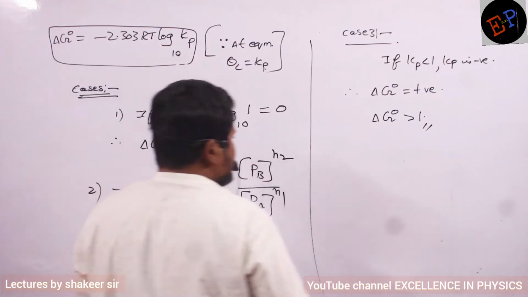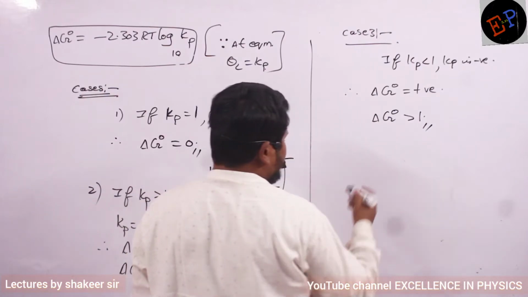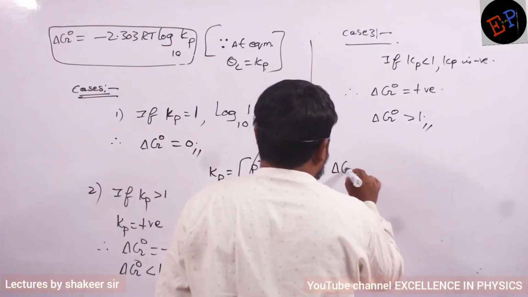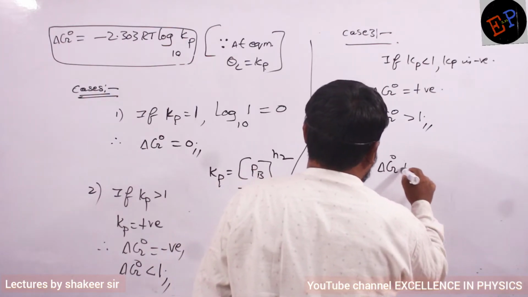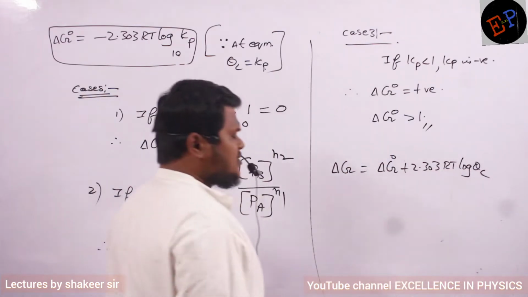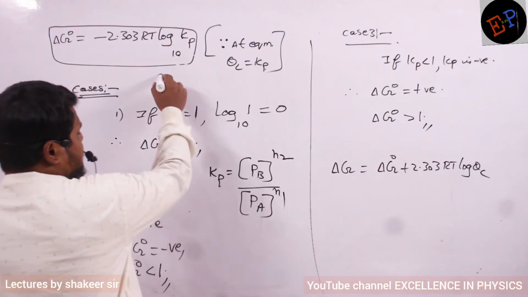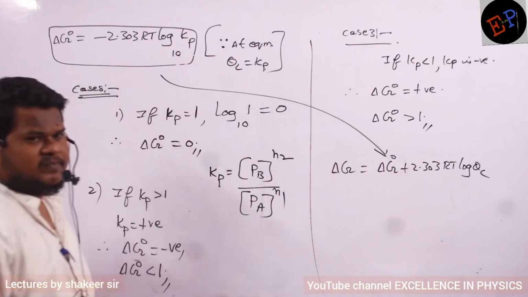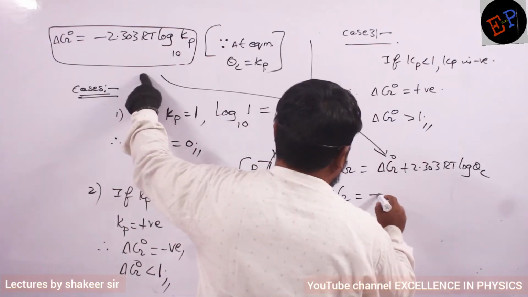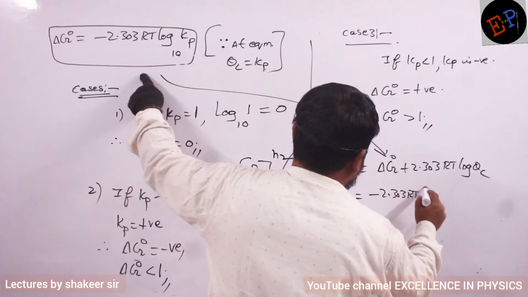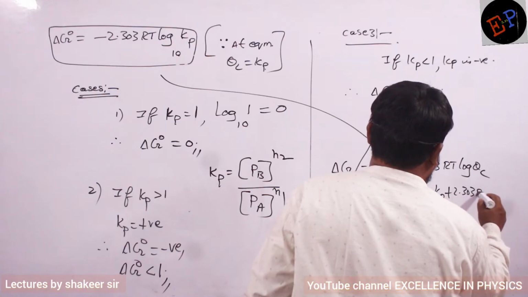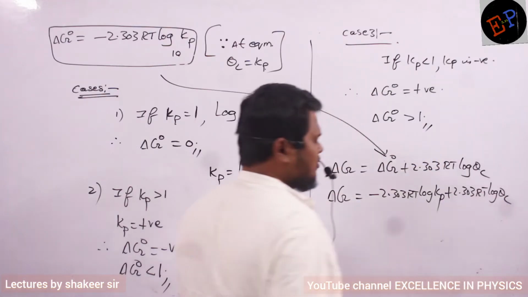Now actually, what was the relation we have written? The relation between Gibbs free energy and standard Gibbs free energy was what? Clear? So delta G is equal to delta G standard plus 2.303 RT log QC. This was the relation which we have written. Now do one thing, take this value and substitute here. If I substitute, what will I get? Standard Gibbs free energy is equal to minus 2.303 RT log Kp plus 2.303 RT log QC. This is what I will get, no?